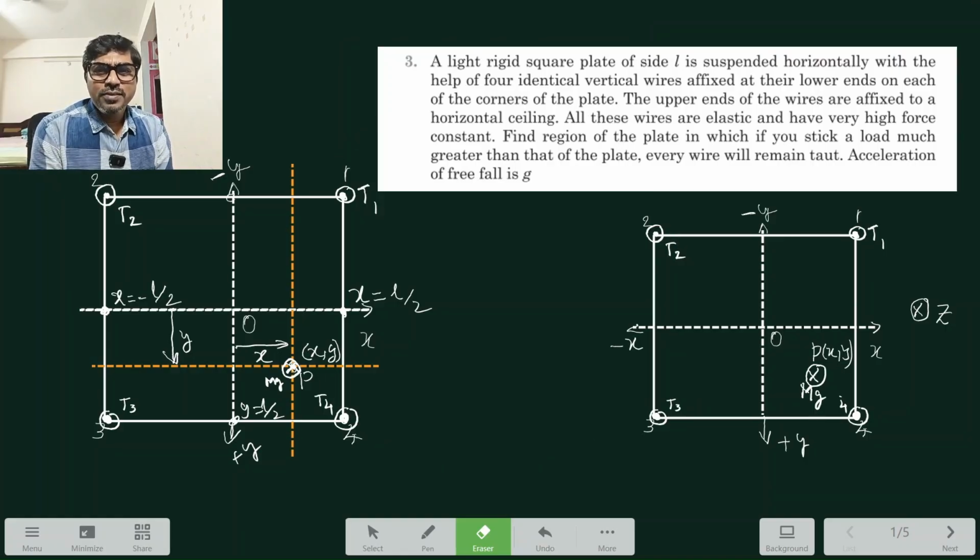Hello everyone, welcome to this third question in the challenges series, Physics Advanced Problems. This question is also taken from Pathfinder, rotation chapter, challenge your understanding, third question. Let me read the question.